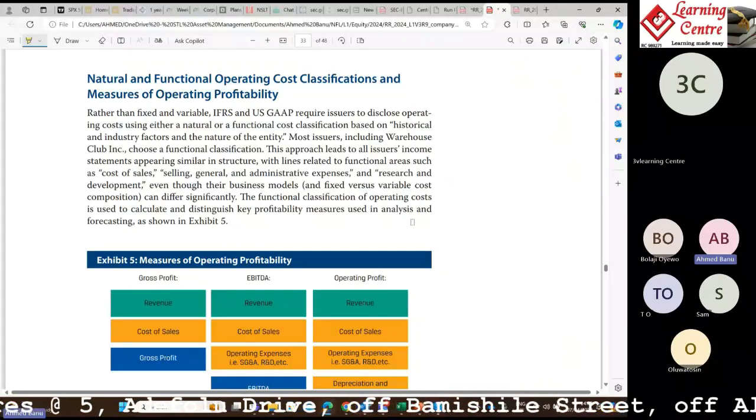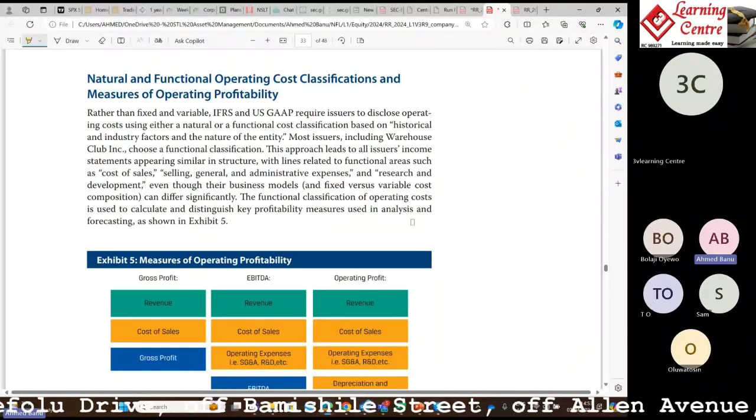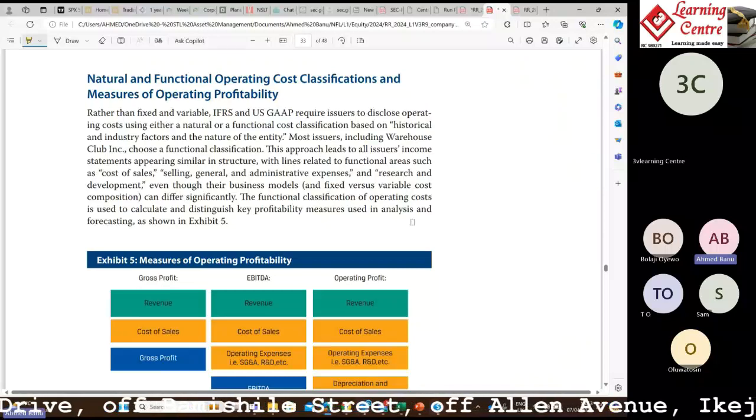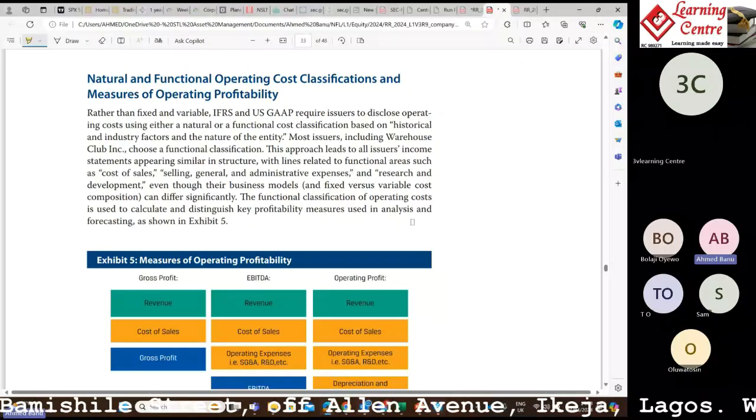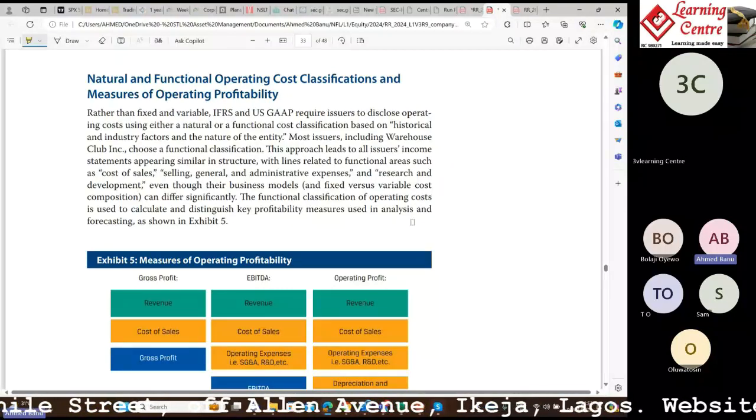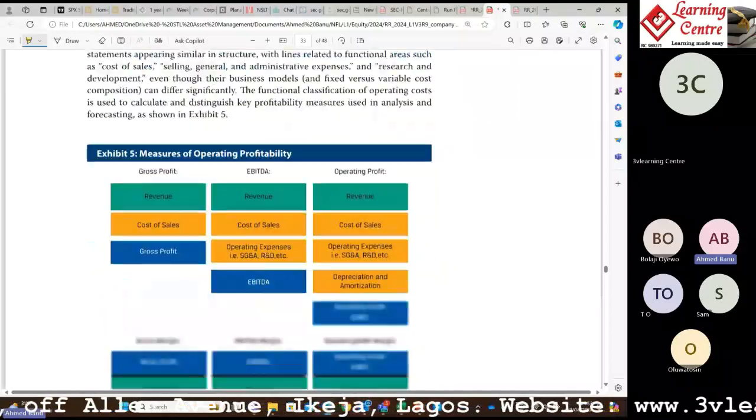This approach leads to all issuers' income statements appearing similar in structure, with lines relating to functional areas such as cost of sales, sales and general administrative expenses, research and development, finance cost, interest cost, and all those things.